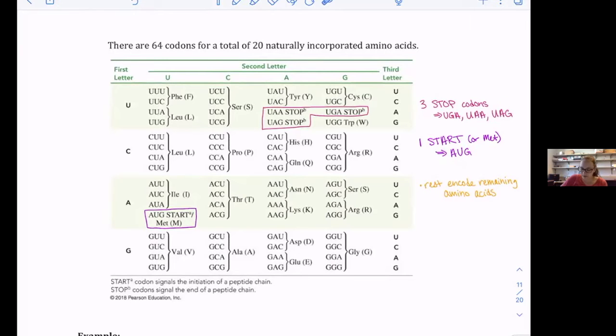There are special things though. There are 3 stop codons. So here, UAA, UAG, and UGA tell the translation to stop. And then additionally, AUG tells the translation to start, or it also translates for methionine.